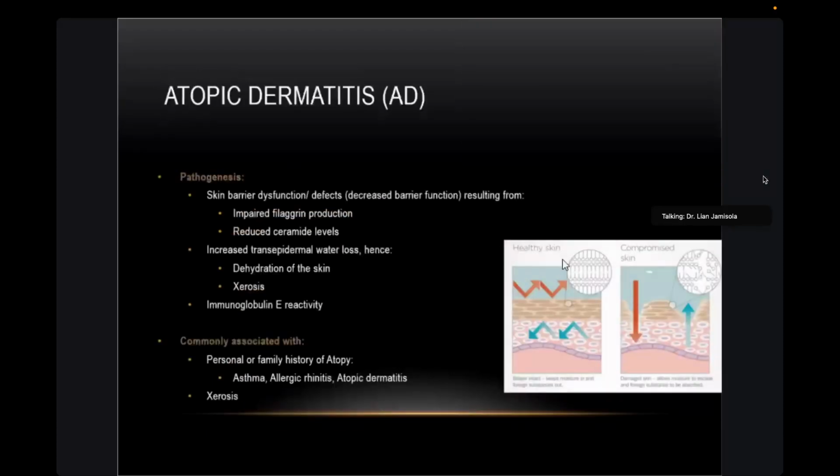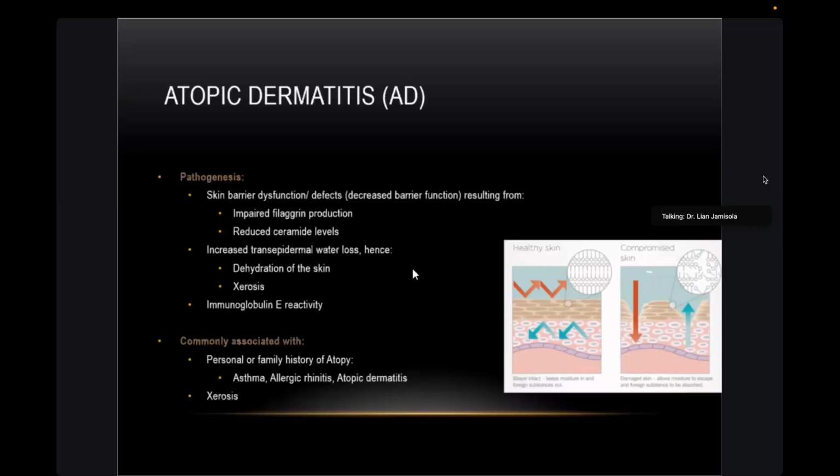Okay, so what's the pathogenesis of atopic dermatitis? First, these patients have skin barrier dysfunction or defects because of impaired filaggrin production and reduced ceramide levels. So basically, this skin barrier defect is quite genetic, no? May genetic predisposition yan. Okay, with having a skin barrier defect, you have increased transepidermal water loss.